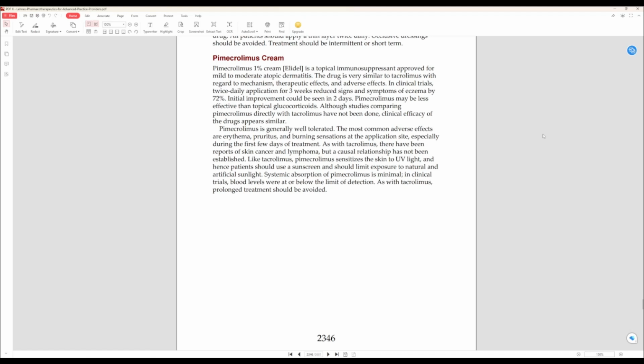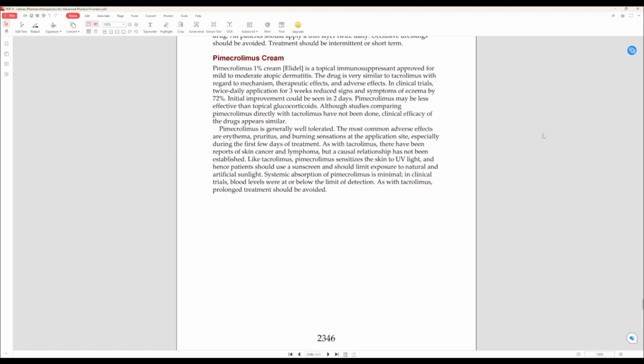Pimecrolimus may be less effective than a topical glucocorticoid, however. Although studies comparing pimecrolimus directly with tacrolimus have not been done, clinical efficacy of the drug appears very similar. Pimecrolimus is generally well tolerated.